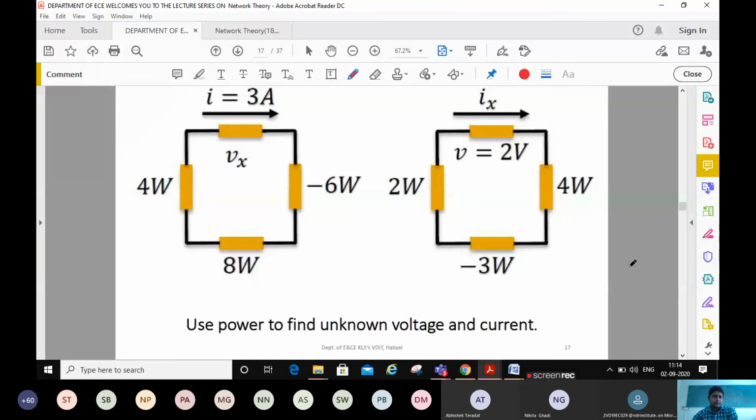Please note down these two things. You need to use the power to find unknown voltage and current, from slide number 17. This is a small quiz or assignment, and by tomorrow you need to answer these questions. The slides are already shared with you. Just make a note that slide number 17 is an assignment.